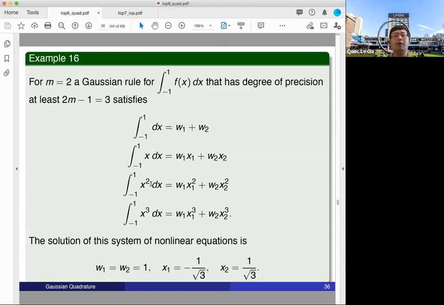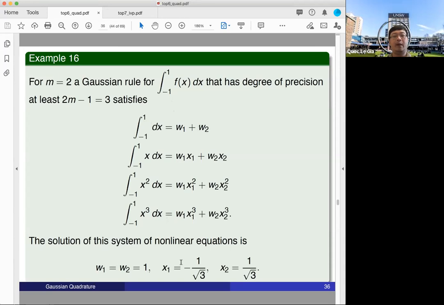For x squared, the integral has to be exactly equal to the quadrature applied to x squared, and up to x cubed, because you stop at x cubed. You want the quadrature to be the same as the integral. Because it's nonlinear, and remember, you can solve nonlinear equations, at least numerically. You studied that already. So in this case, the solution is that the weights w1 and w2 both equal 1. You can check that 1 plus 1 equals 2, and the integral of this one is just 2.